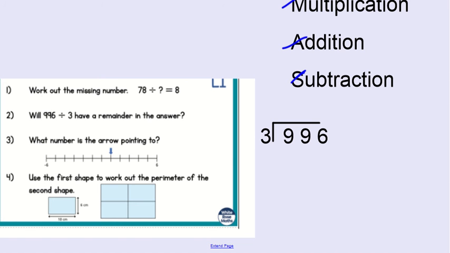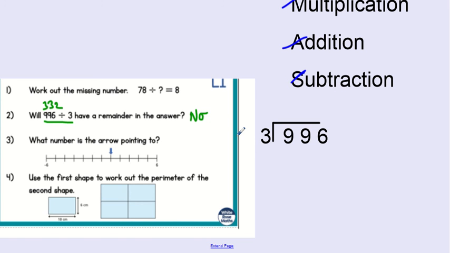So, flashback time then. Will 996 divided by 3 have a remainder in the answer? Well, hopefully you're looking at this and you're thinking, well, I'm going to focus on this part. 3 divides into 9 3 times. 3 goes into 6 twice. They're all multiples of 3. So actually it's really quite simple to do that as a mental method. So no, there will be no remainders.